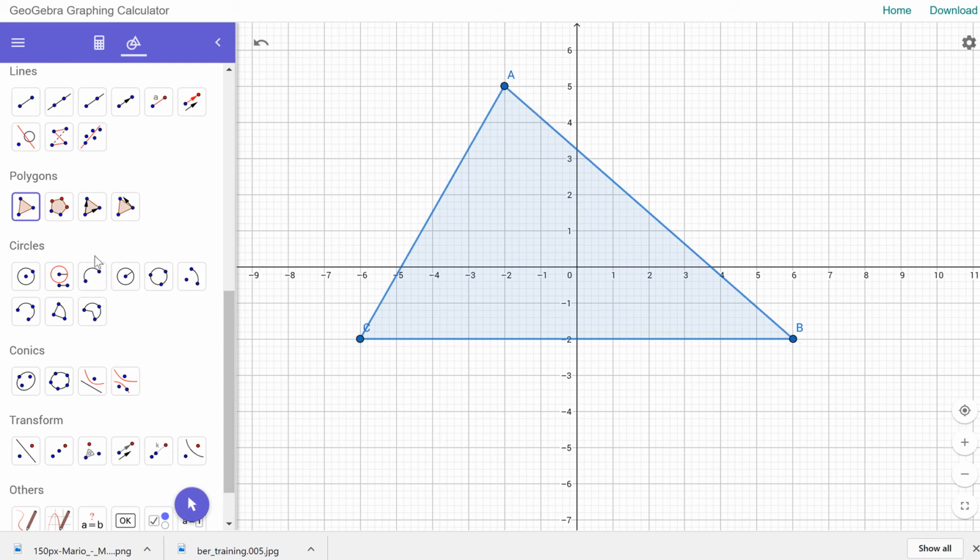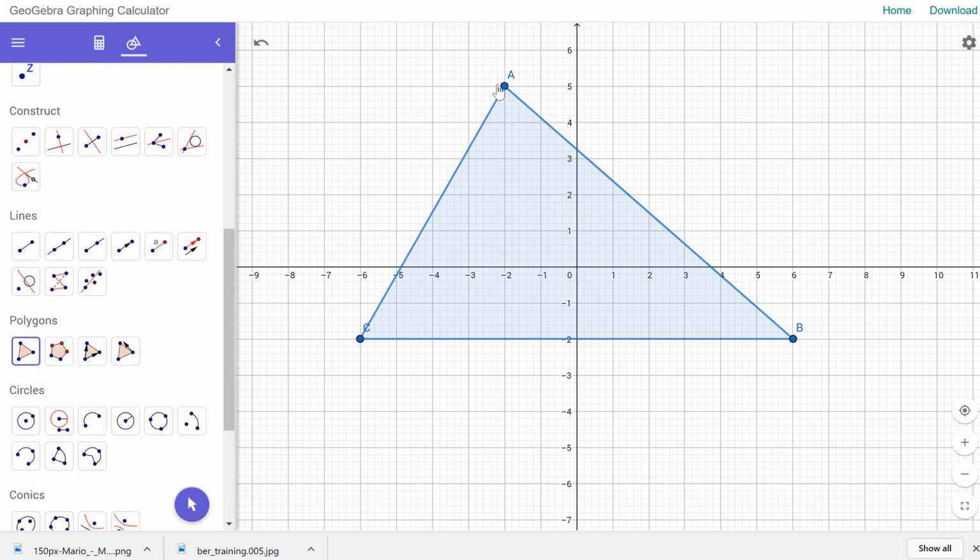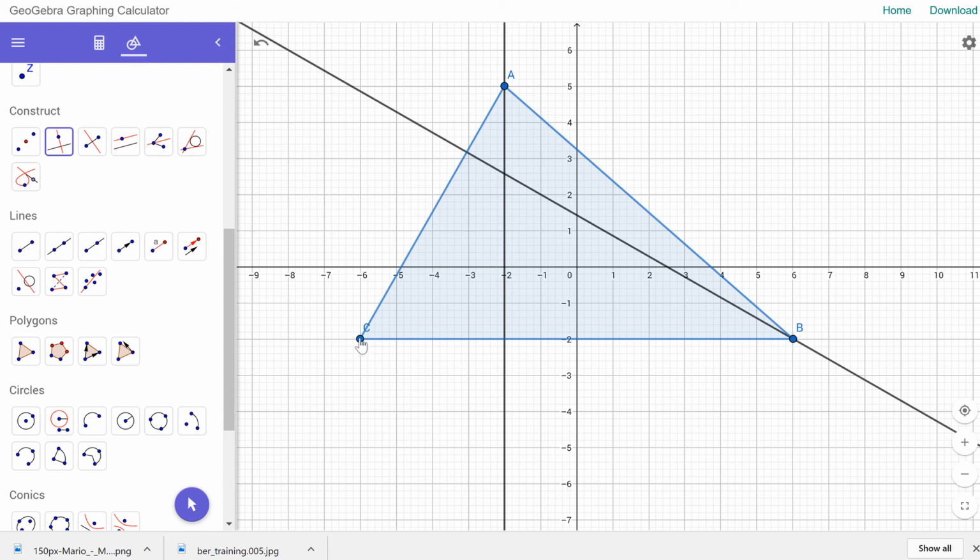Now, what an altitude will do is travel from a vertex and be perpendicular to the opposite side, giving you the height of the triangle from that perspective. So I'm going to draw in a perpendicular here from A down to BC, from B to AC, and from C to AB. So there's our three altitudes of that triangle.